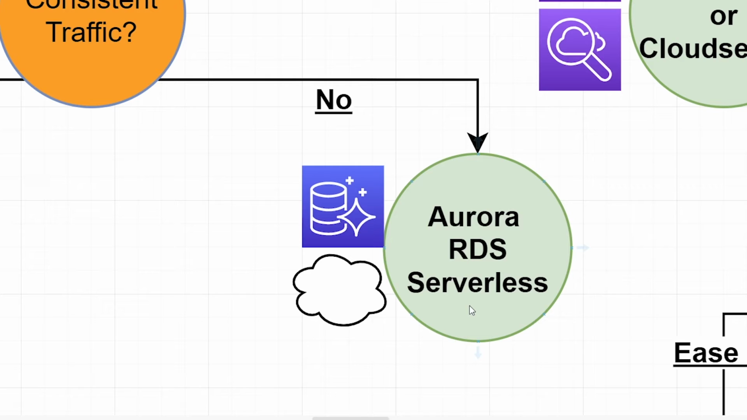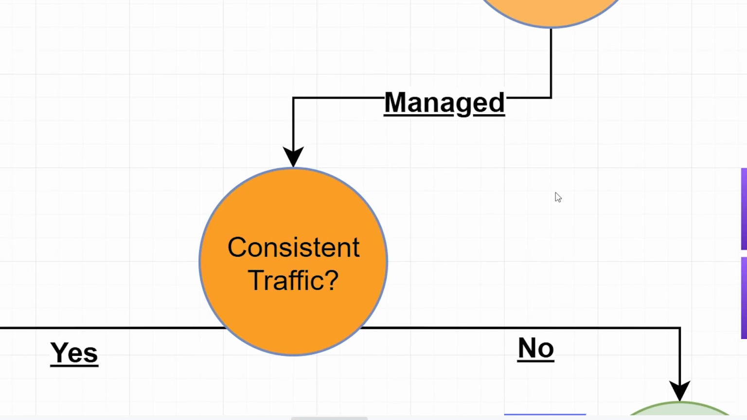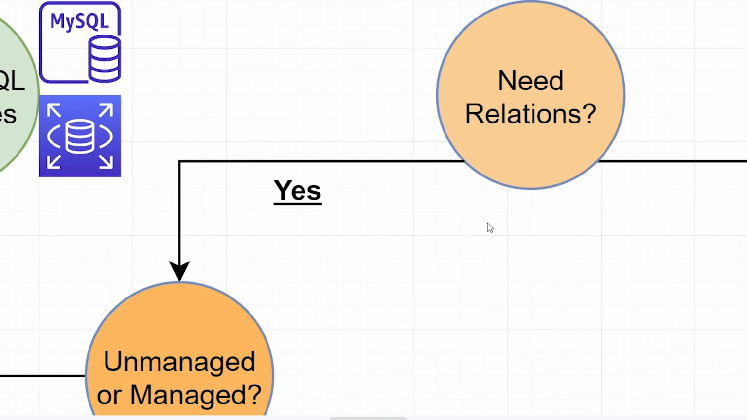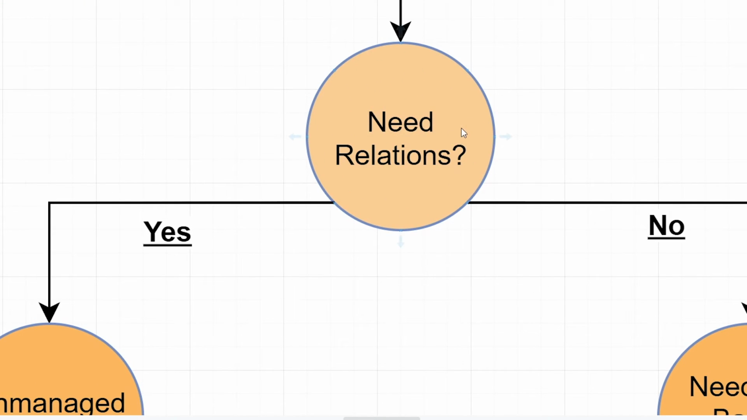So you can rely on the serverless component of Aurora to automatically scale up and scale down to handle that traffic for you, and also scale down when you have no traffic. So let's just traverse all the way back up here. We were at need relations when we went down to the left. Now, if we don't need relations, we have a lot more options. So let's take a look at that.